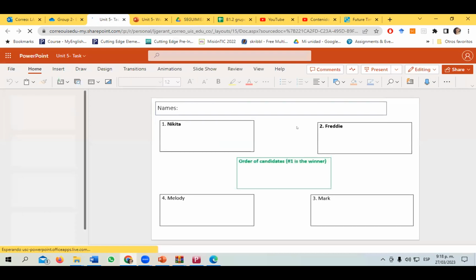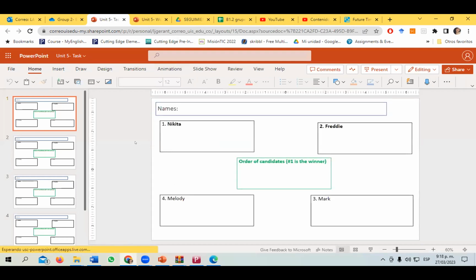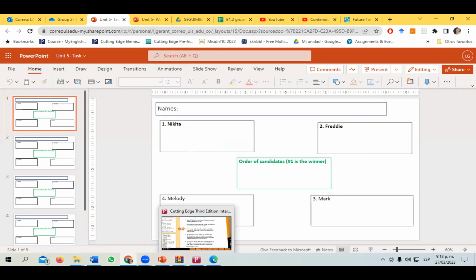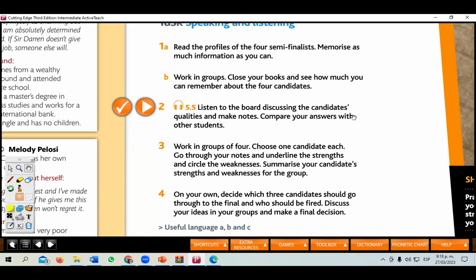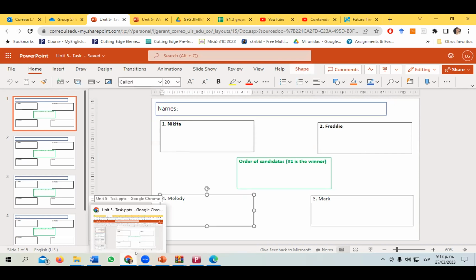All right, can you see the presentation? Yes. All right, so pay attention. Each student in the group will write the strengths and the weaknesses for your candidate, all right? So you are going to include here the strengths and weaknesses in the presentation. For example, one student is Nikita, the other Freddie, Mark, and Melody. You are in charge of that character.